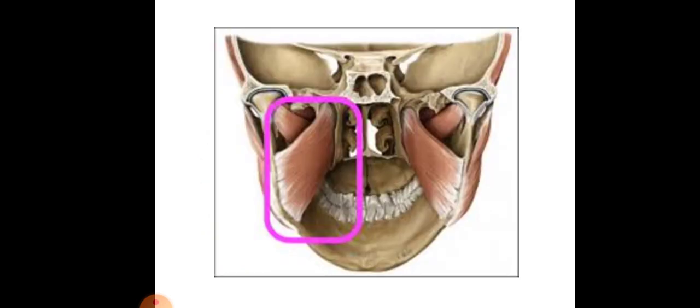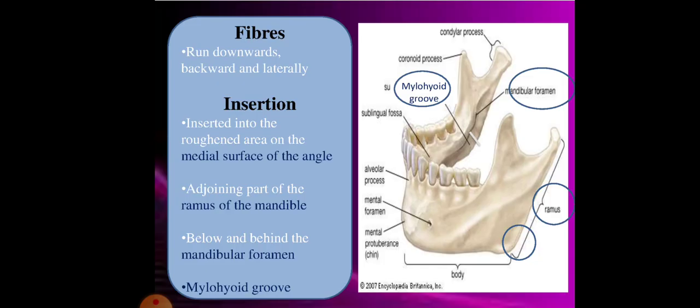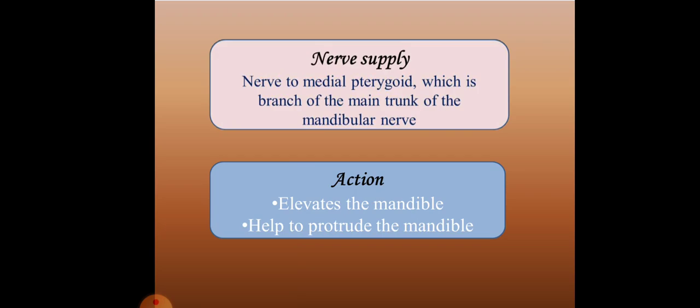And this is the medial pterygoid from the inside, and the fibers run downwards, backwards and laterally and are inserted into the roughened area on the medial surface of the angle of the mandible. So the adjoining part of the ramus of mandible also, below and behind the mandibular foramen, also on the mylohyoid groove. So nerve supply is the same, by the mandibular nerve, and the action is elevation of the mandible and protrusion of the mandible. Protrusion means again bringing forward the mandible.